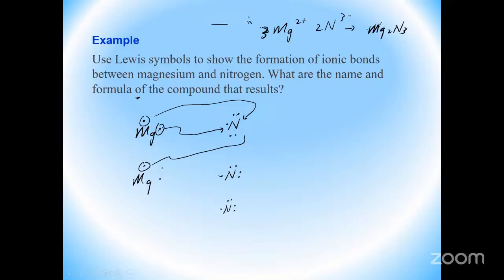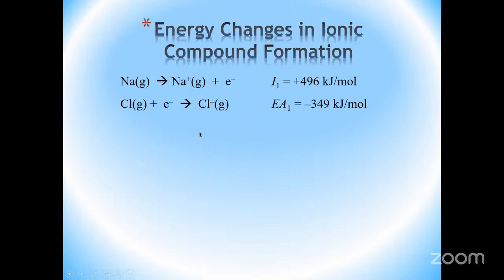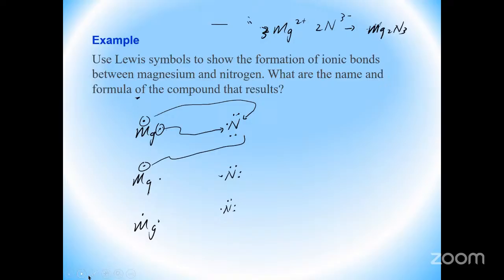Okay, I made another mistake. It should be 3 magnesiums and 2 nitrogen. So, something was wrong. So let me erase this nitrogen here. Okay, so the actual formula should be Mg3N2.